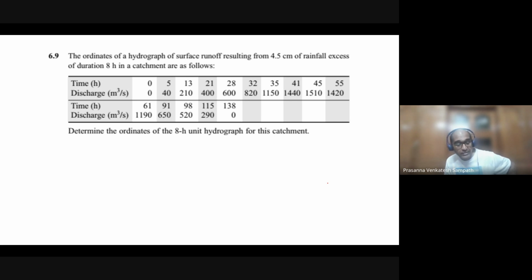In the second 8 hours, I got 3.2 centimeters of excess rainfall. Tell me the resulting flood hydrograph. Okay, then you will have a tough time, right? Because when you lag it, you have to take care of all these time intervals. It becomes very difficult. Okay, so this is not a typical situation.